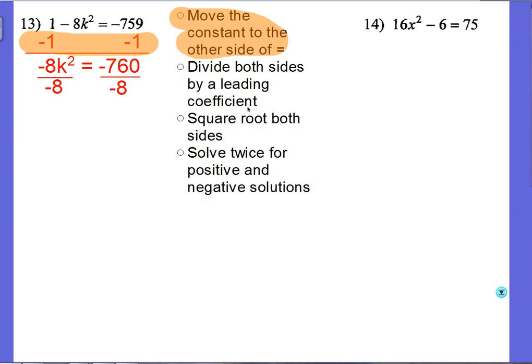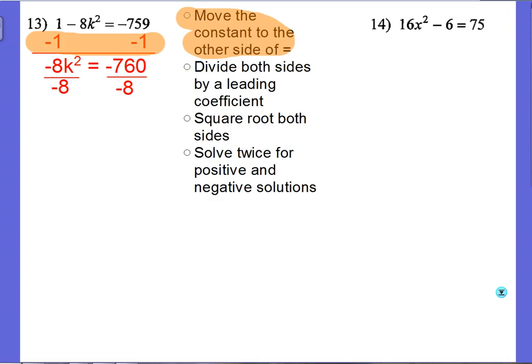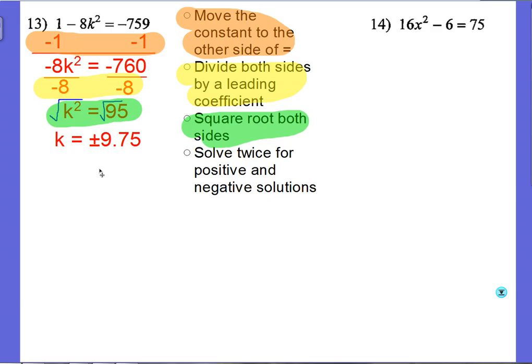Oh, whoops. Meant to do the highlighter tool. Then it says square root both sides. I also have to do that step. I have to square root both sides. You're always going to have to square root both sides because that's where we're at with these equations. They're all going to be a square root. Okay? And I get k equals plus or minus 9.75.